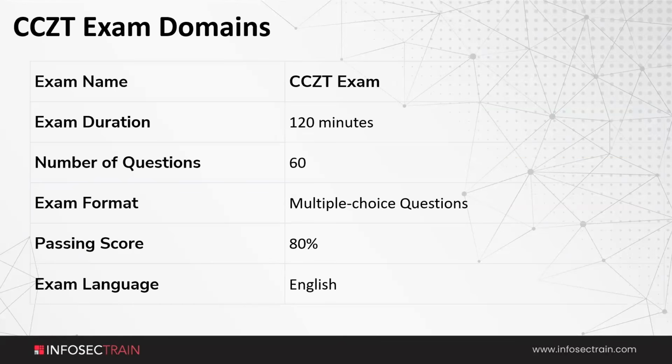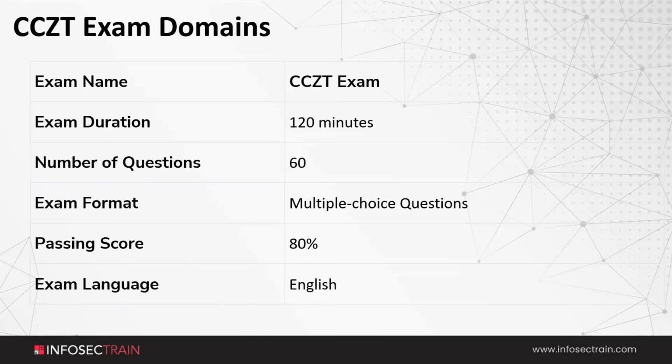For this examination, you will have around 120 minutes. The passing score is 80 percent. If you want to buy the examination voucher, it will cost you around 175 US dollars. The current examination cost is 175 US dollars.